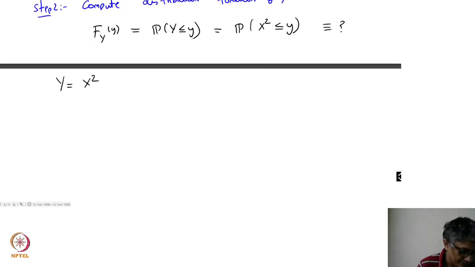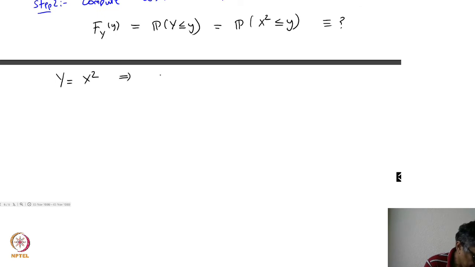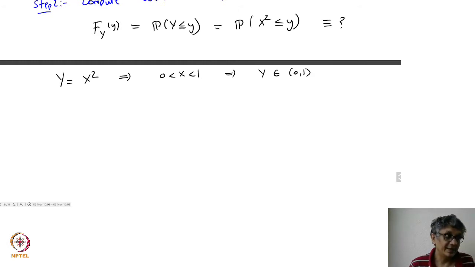One is Y equal to X squared. That means 0 less than x less than 1, which is the range of X, will imply Y equal to X squared will also be in 0, 1. So Y also takes values in 0, 1. It means that the density function of Y should be supported only in the interval 0, 1. But anyway, let's see how to do this.